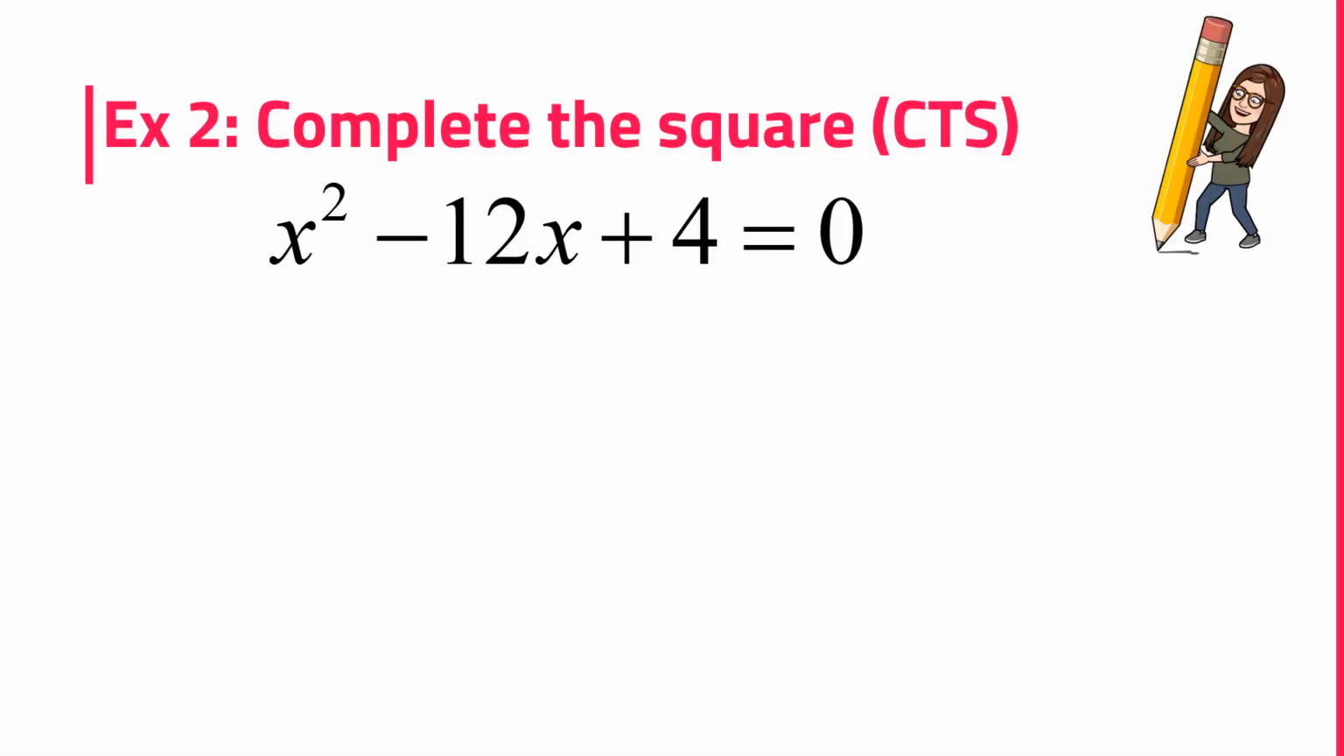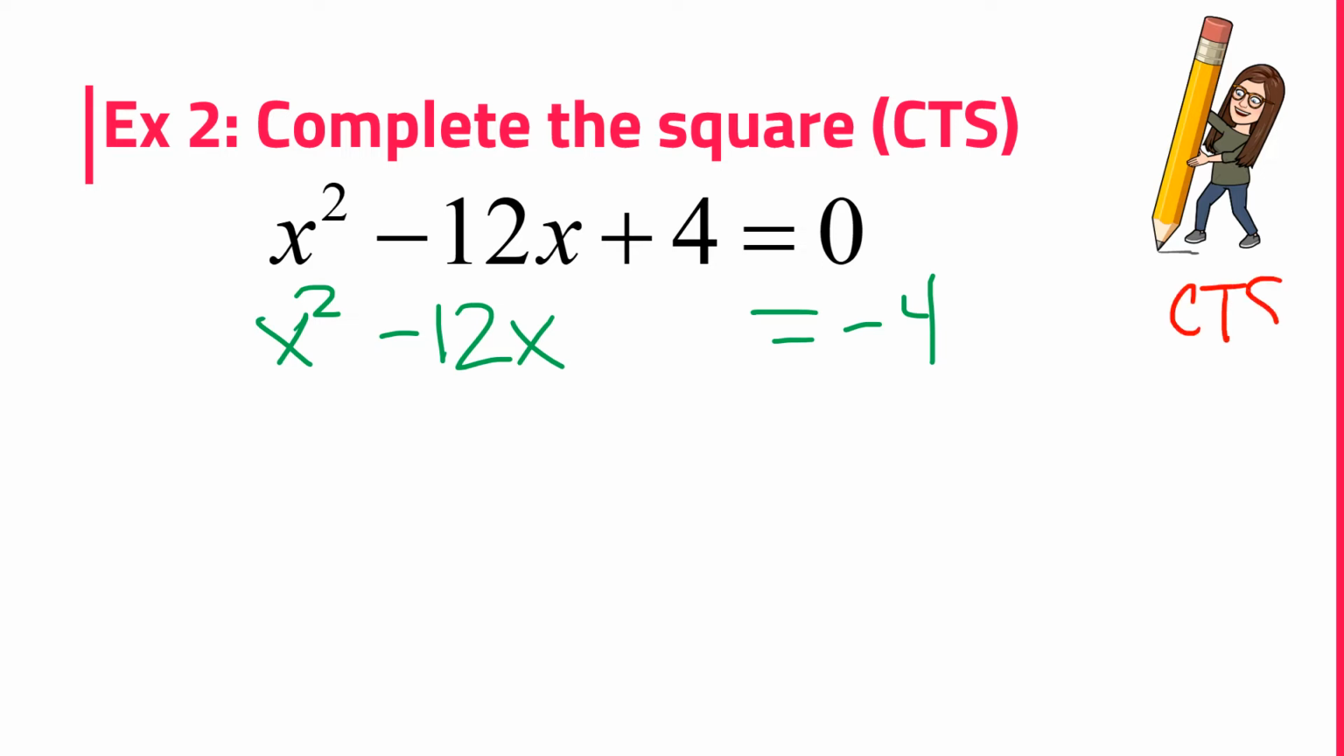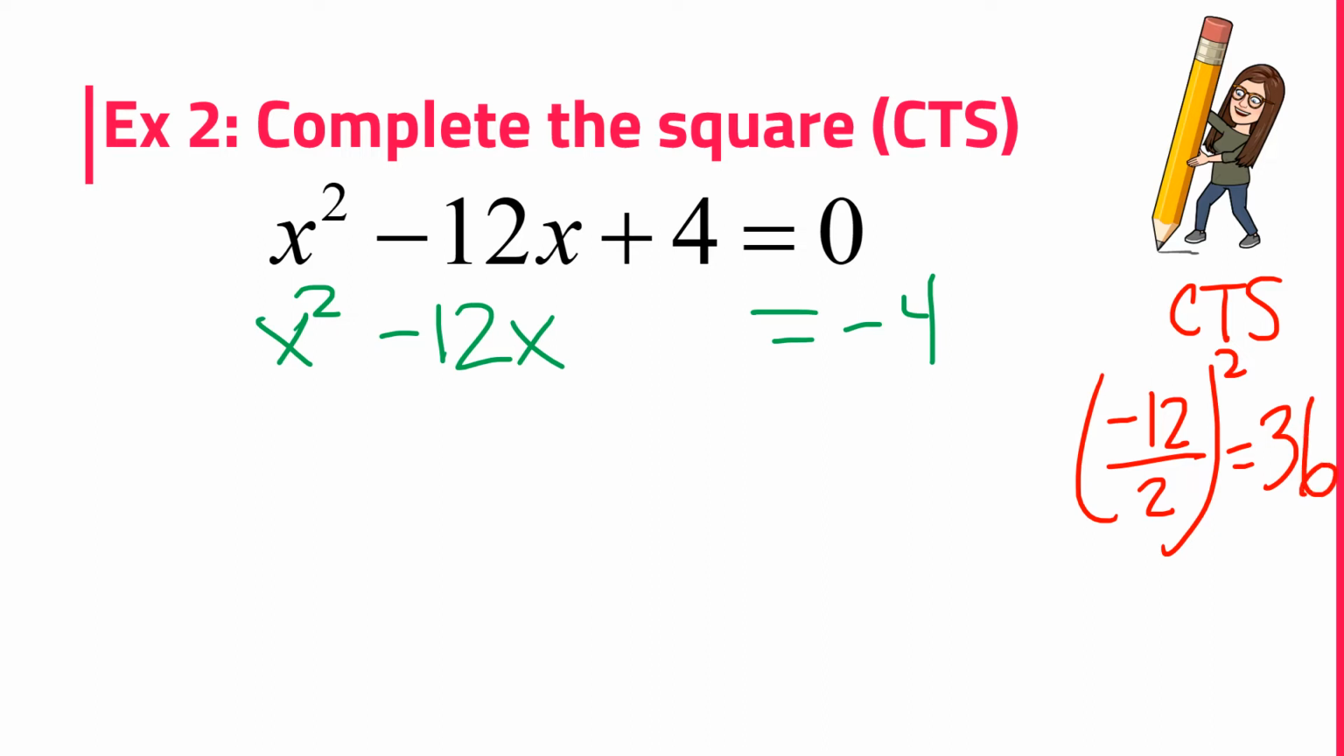All right, let's try again. We still have a leading coefficient of 1. It's in standard form, and it's equal to 0. The first thing I'm going to do is kick that c value to the other side by subtracting it, by undoing it. I'm going to complete the square. That means I take my b term, I divide by 2 and square it. Negative 6 squared is positive 36. I'm going to add 36 to both sides.